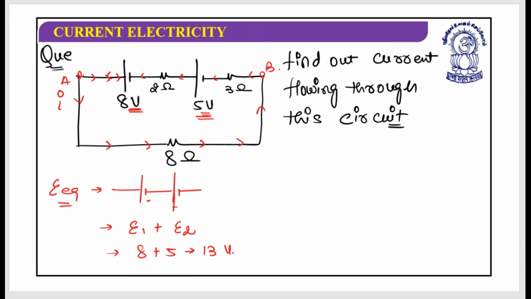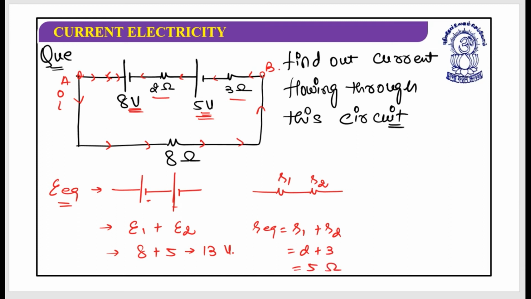Now calculate the R equivalent. It's two resistors, they are connected in series. This is R1, this is R2. So R equivalent would be equal to R1 plus R2, which is 2 ohm plus 3 ohm, which is 5 ohm.